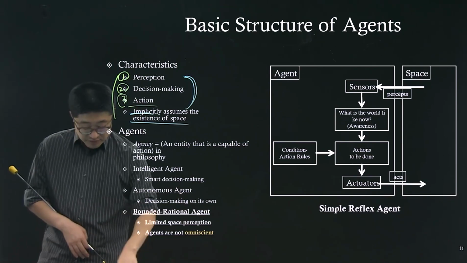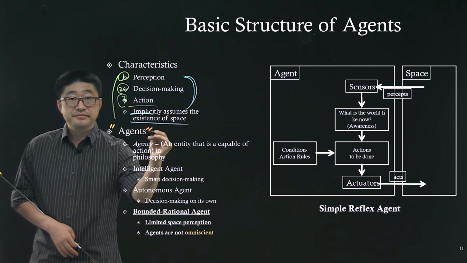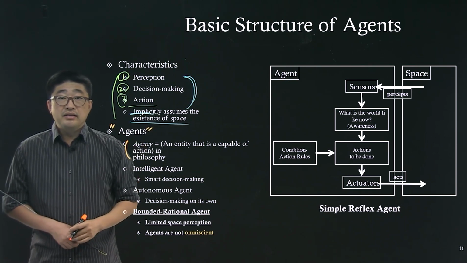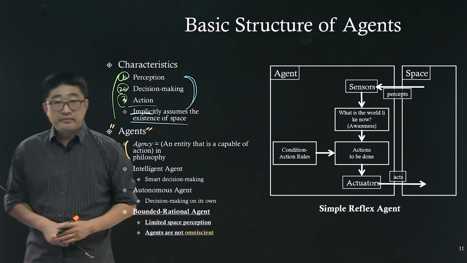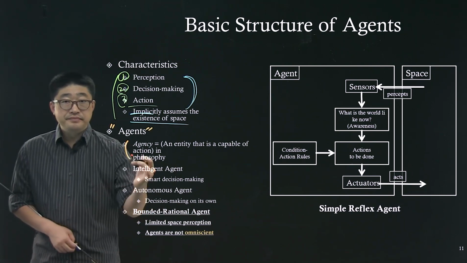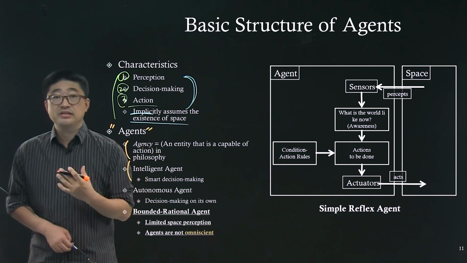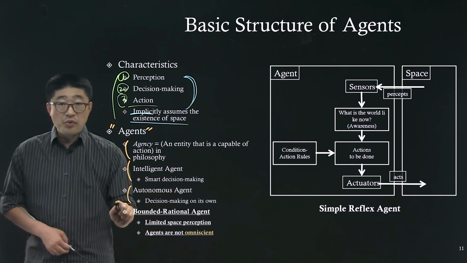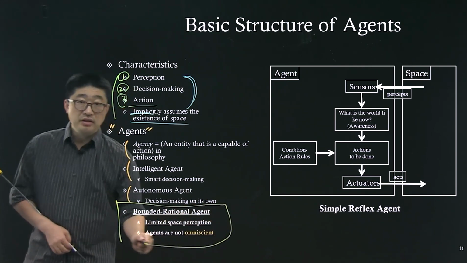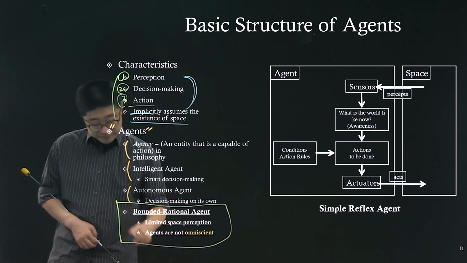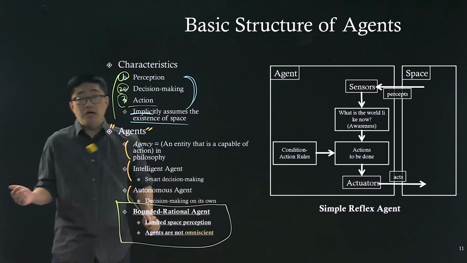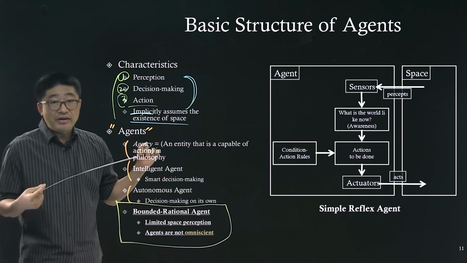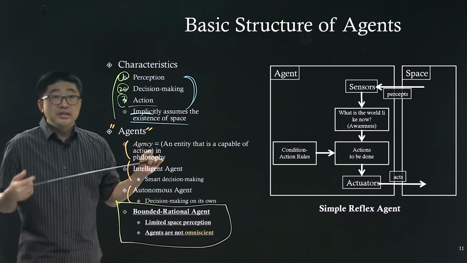Right. And now, the agent. An agent, as I said, is an entity capable of action, defined by an agency: an intelligent agent, smart decision making, an autonomous agent, making decisions on its own. However, I want to focus upon this terminology here, bounded rational agents.